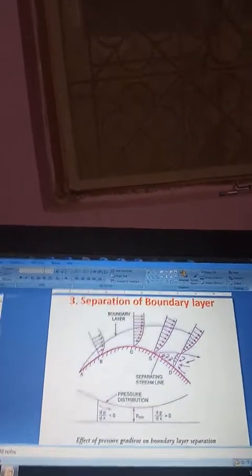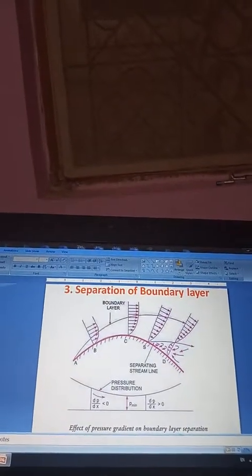So the boundary layer should not detach or separate from the surface, because if it separates then the pressure gradient increases and there is a formation of wake, and that disturbs the solid body motion, and that's why it should not happen. So is it clear that separation of the boundary layer should not happen?